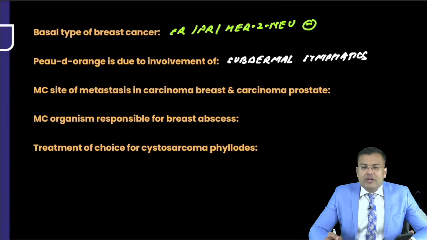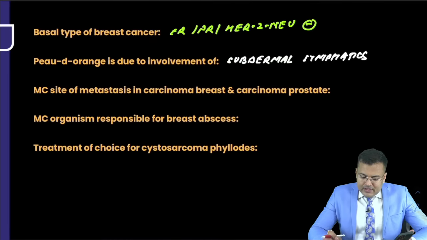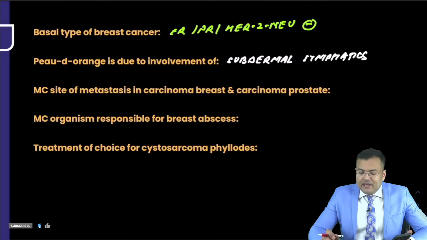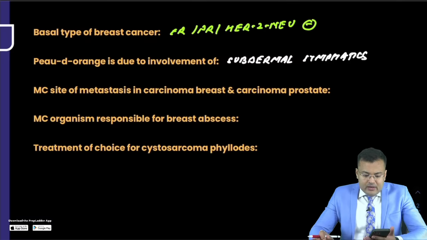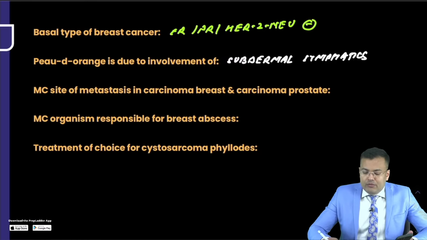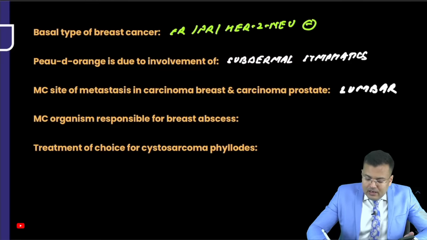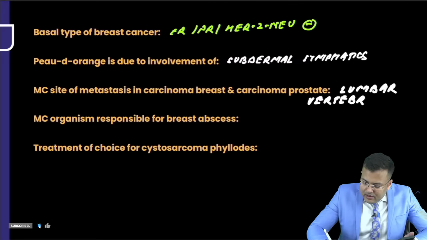Next question. What is the most common site of metastasis in carcinoma breast and carcinoma prostate? Tell me guys. Abhishek Ankur, Neeru Soni. Bhargavi, first person to reply. Aparna, Jiten, Tony, Jitu Meena, Dr. Bittu, all of you are correct guys. So it is bone, and you know in bone which vertebra? All of you are correct. It is lumbar vertebra. In bone, it is lumbar vertebra.